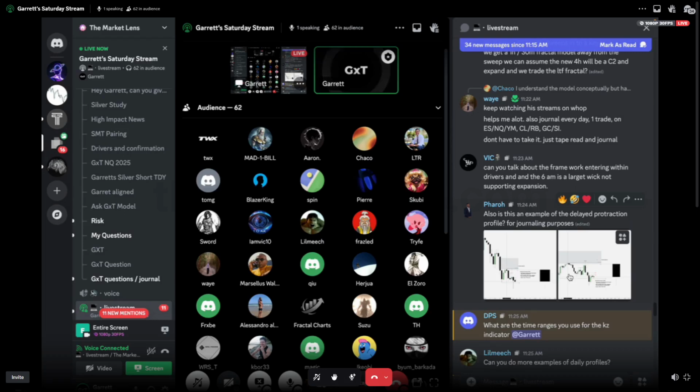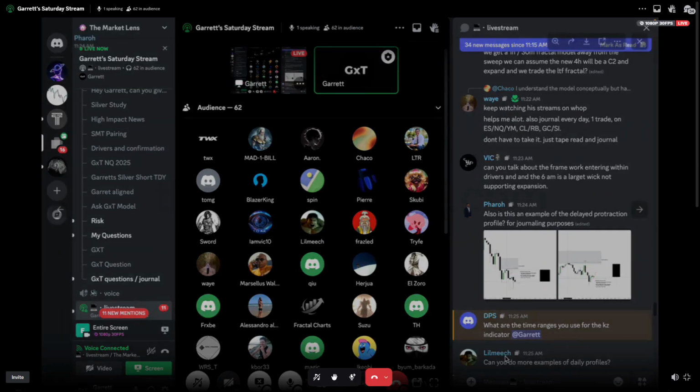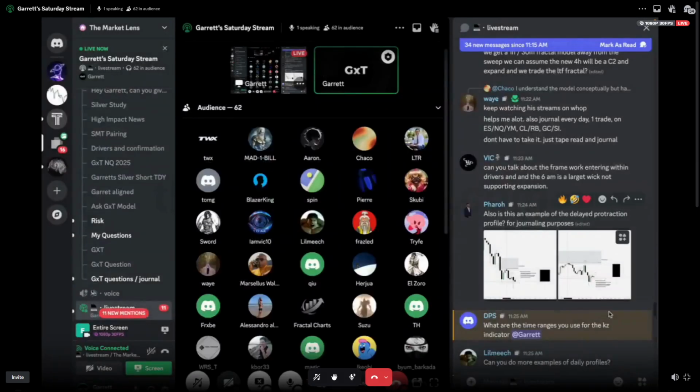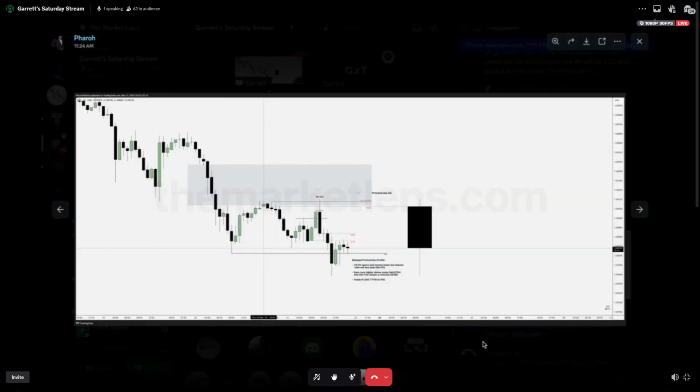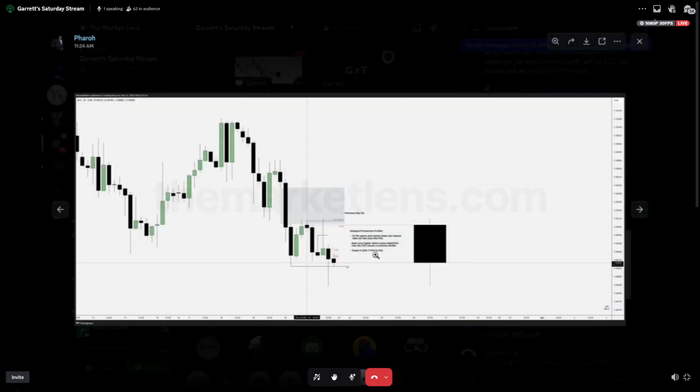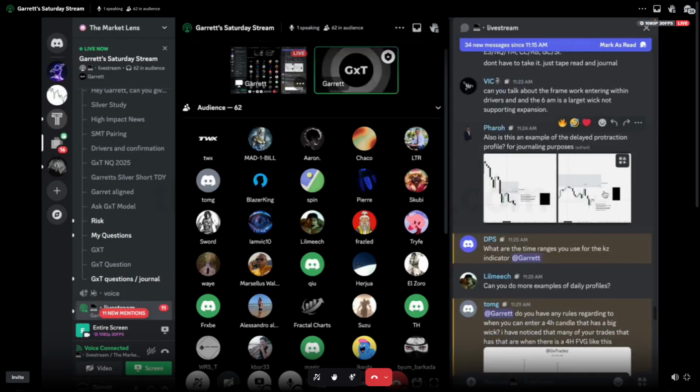Also in this example of delayed protraction profile. Yes, this is a great example. And don't forget the SMT here, which is important. That's required SMT right here. So if you guys want to journal that for delayed protraction, there's a GXT there as well. Very clean.